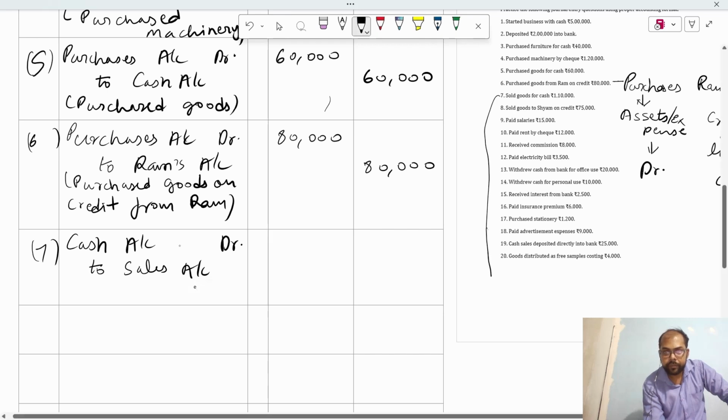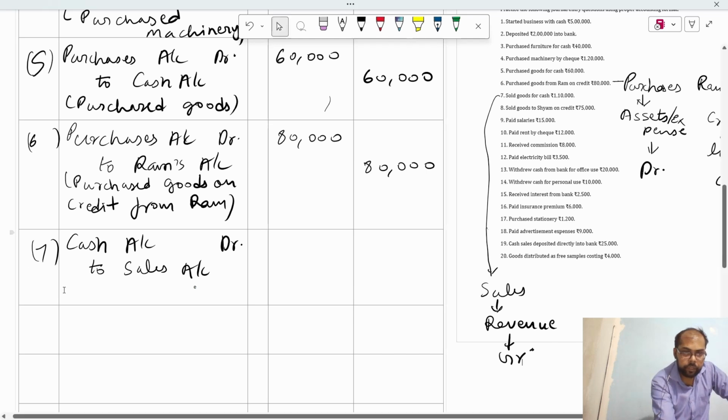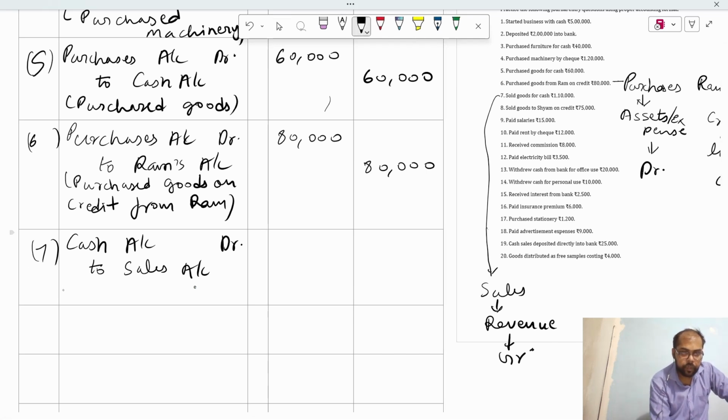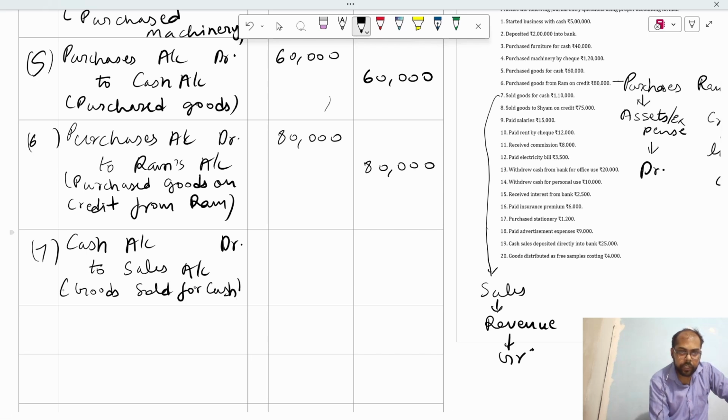We have already seen that increase in revenue is always credited. Sales here is revenue and increase in revenue is always credited. Now, what should be the narration? Goods sold for cash. What is the amount? 1,10,000.